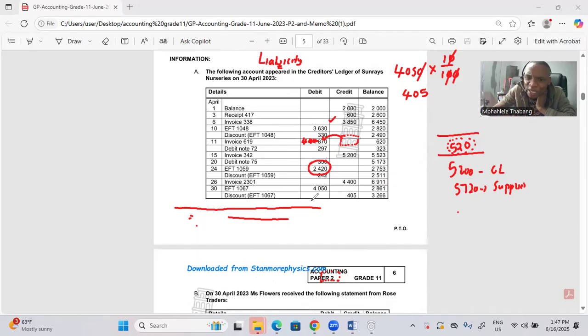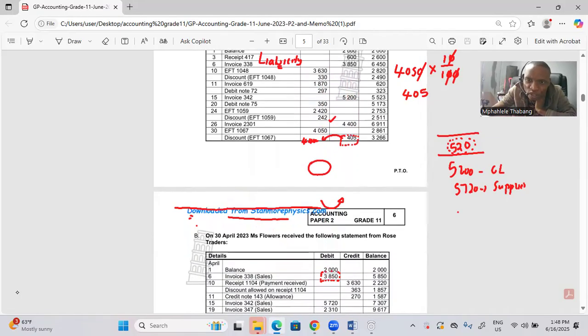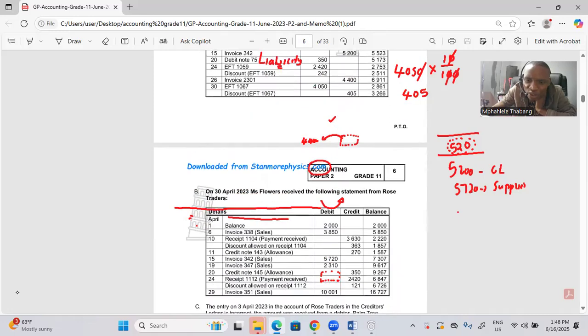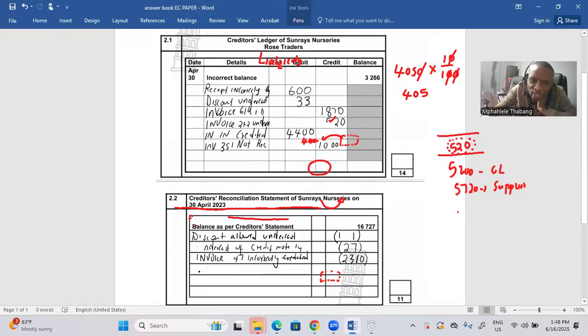So they incorrectly recorded the discount on the wrong side. The calculation is right, it's 405, but they recorded the discount on the credit side instead of putting the discount on the debit side of the creditor's ledger. So I'm going to go to the creditor's ledger. Okay, discount incorrectly credited, creditors ledger. I'm going to say discount incorrectly.